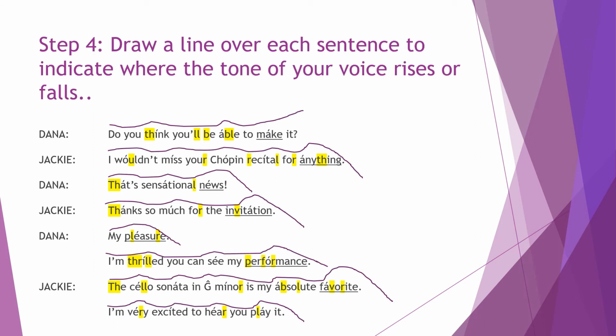Step 4 is about intonation, the music in your voice. And so I've drawn a line over each sentence to indicate where the tone of your voice rises or falls. Only the first sentence has rising intonation because it's a yes-no question. Do you think you'll be able to make it? The rest are all statements with rising, falling intonation.